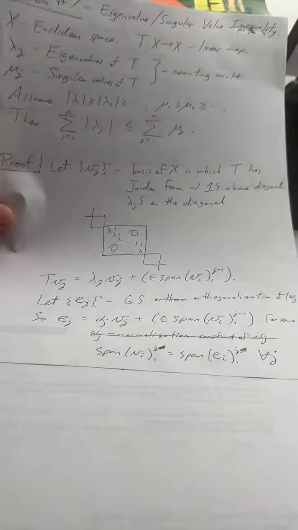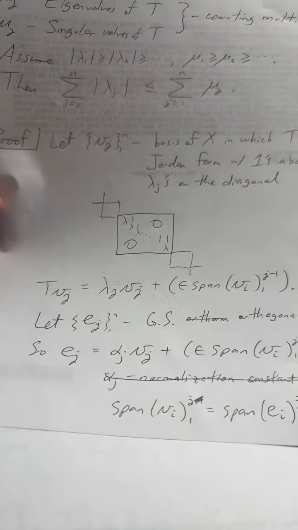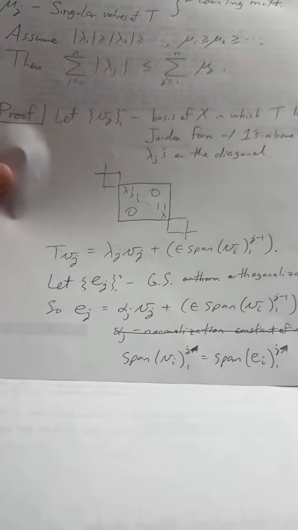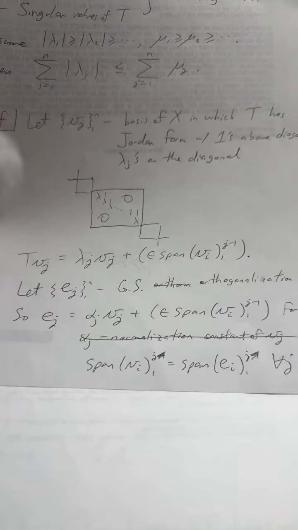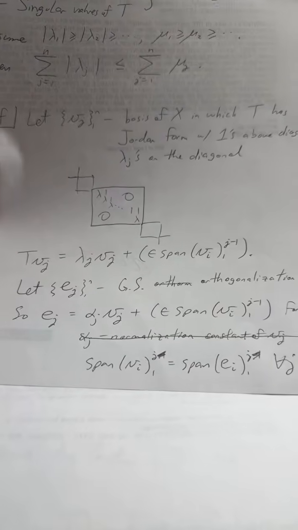Okay, so basically this is the picture that we get with our matrix. So this is the matrix form of T. So we know that T V_j is equal to the eigenvalue times V_j plus an element of the span of V_i's up to j minus 1.